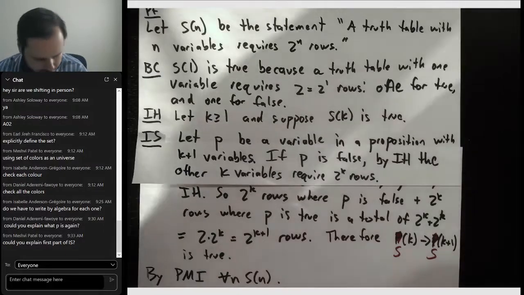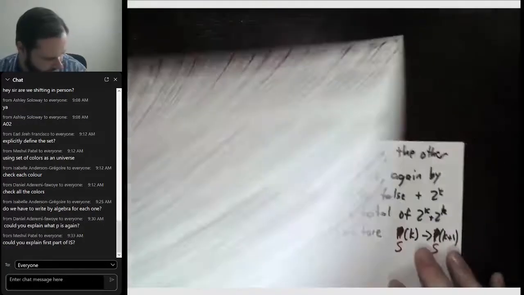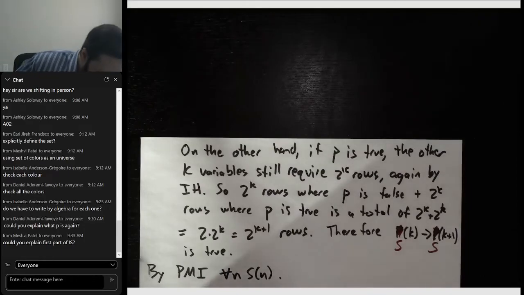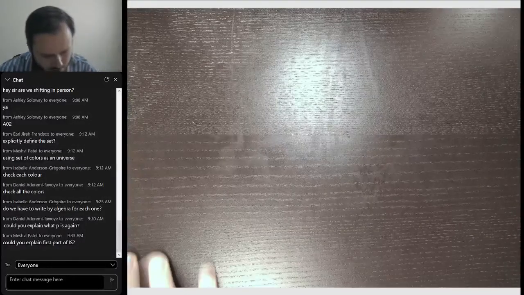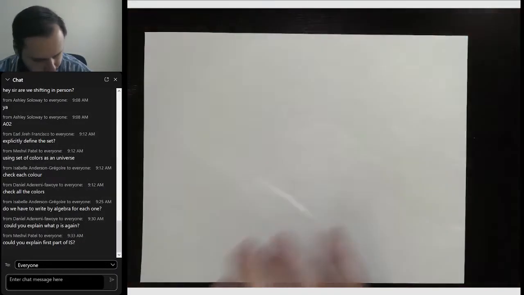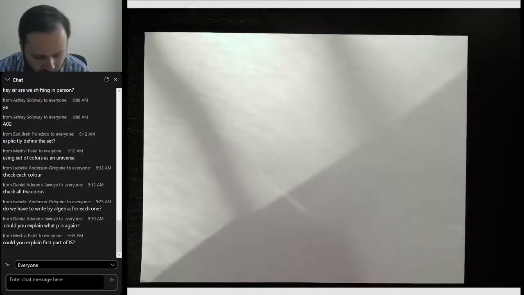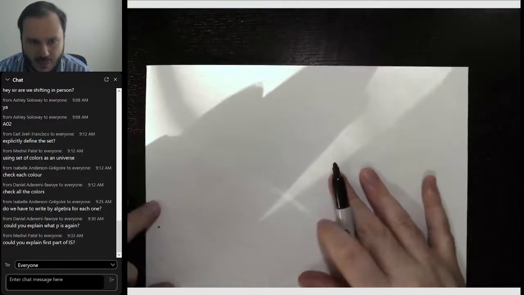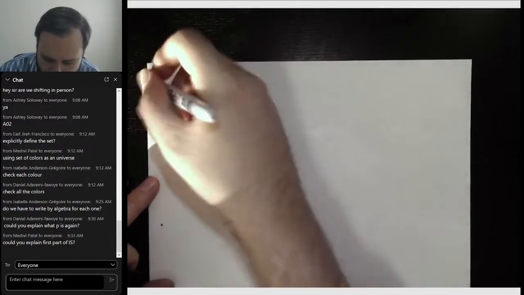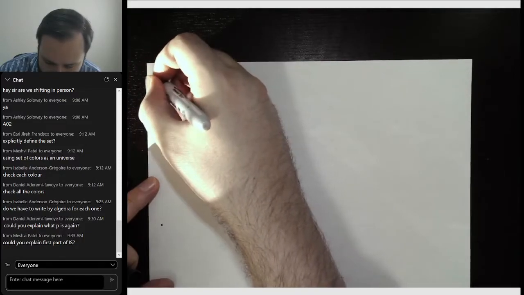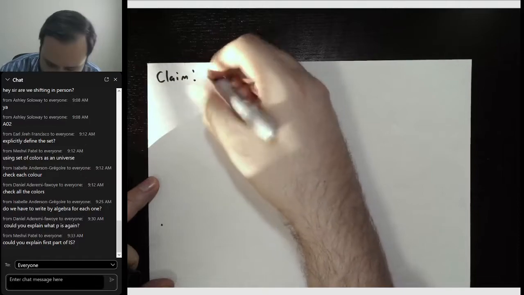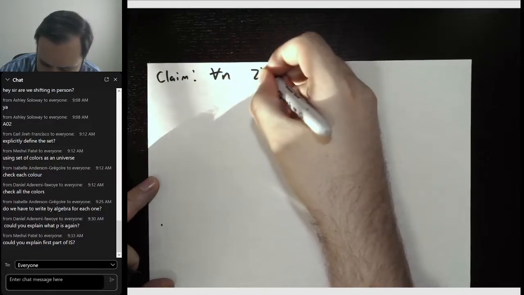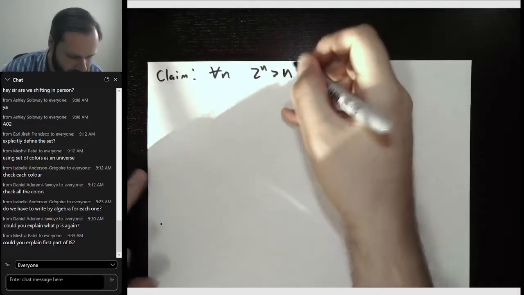Let me do another example. Really want to hammer home how induction works. Let's do one with an inequality. Claim: for all n, 2 to the n is larger than n.